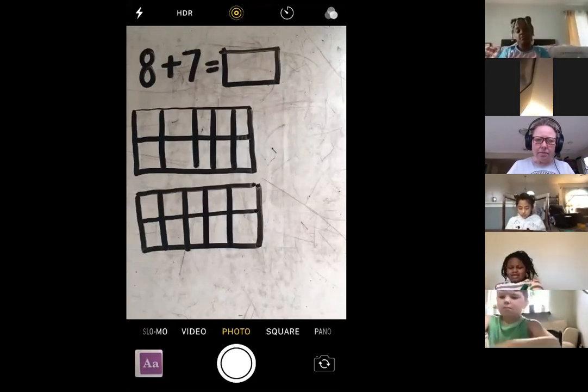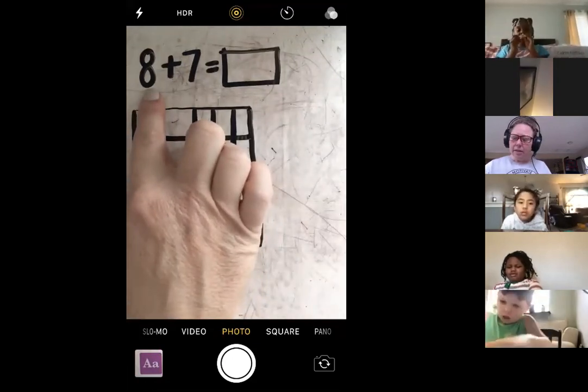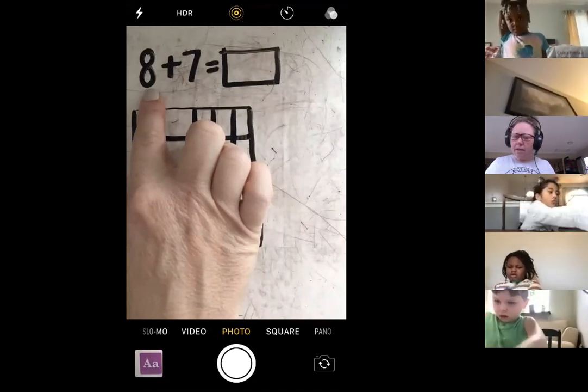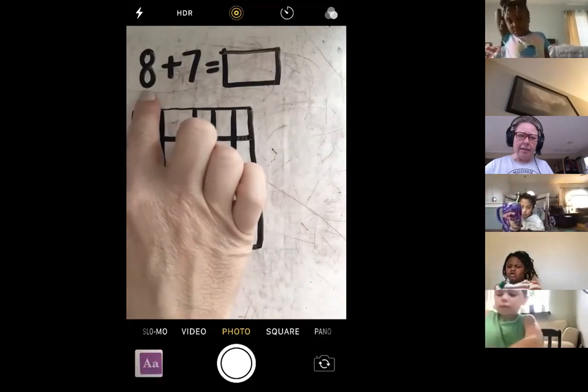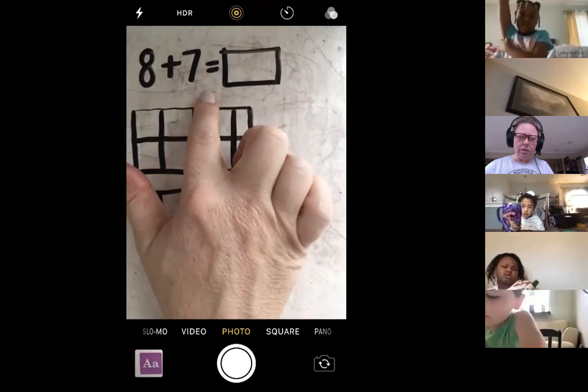Yes, Jaden. What is it? Look at the screen. What does it say? Let's read it together. You can't see the screen? You can only see me? Okay, ready? I'll tell you then. 8 plus 7 equals blank.